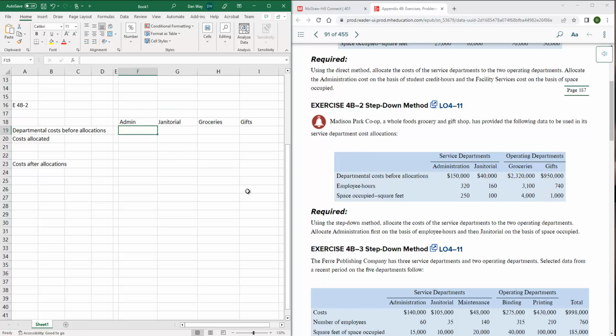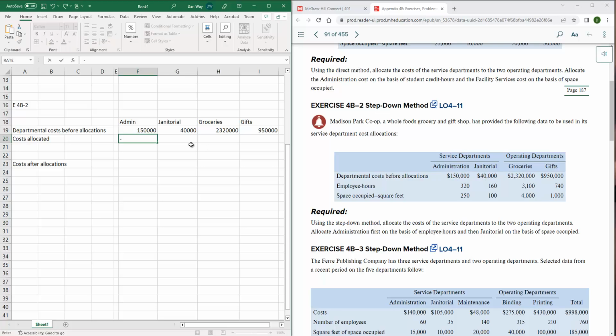I'm going to first list the departmental costs before allocations, just pulling that over from the table. So 150,000 in admin, 40,000 in janitorial, 2,320,000 in groceries, and then 950,000 in gifts. All right, so it told us to allocate administration first, but if it hadn't said that, that'd probably be a safe assumption anyway. Remember, with the step-down method, we want to start with the service department that's provided the most service. And so without any other info, we generally would assume that's the service department with the highest total cost.